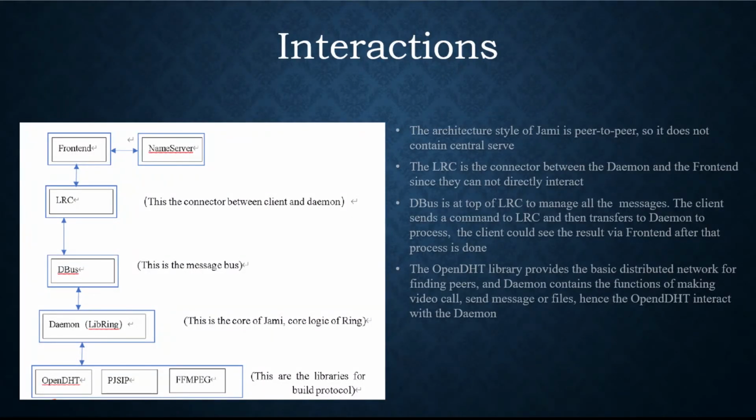And for the interaction, the architecture style of Jami is peer-to-peer. It does not contain a central server. The LRC is the connector between the daemon and the frontend since they cannot directly interact. Dbus is on top of LRC to manage all the messages. When the client sends a command to LRC and then it is transferred to the daemon to process, the client will see the result via the frontend after that process is done. The OpenDHT library provides the basic distributed network for finding peers, and daemon contains the functions of making video calls and sending messages or files. Hence, the OpenDHT interacts with the daemon.